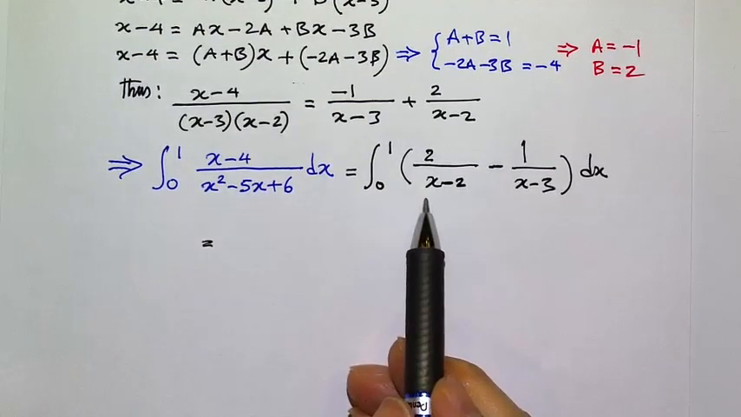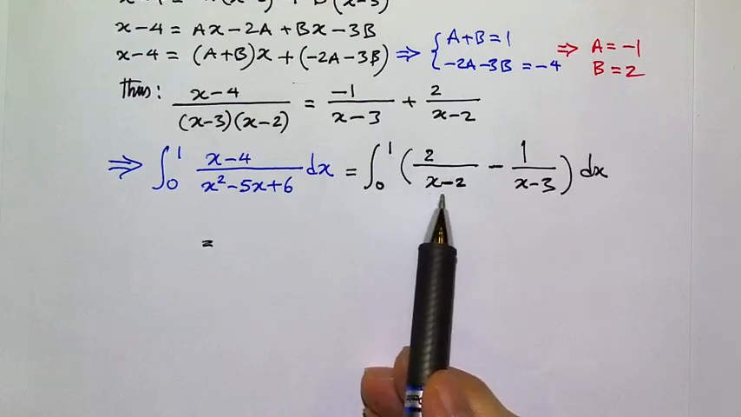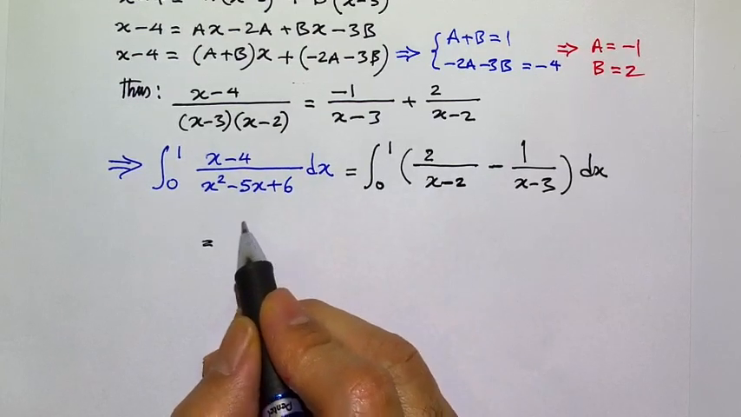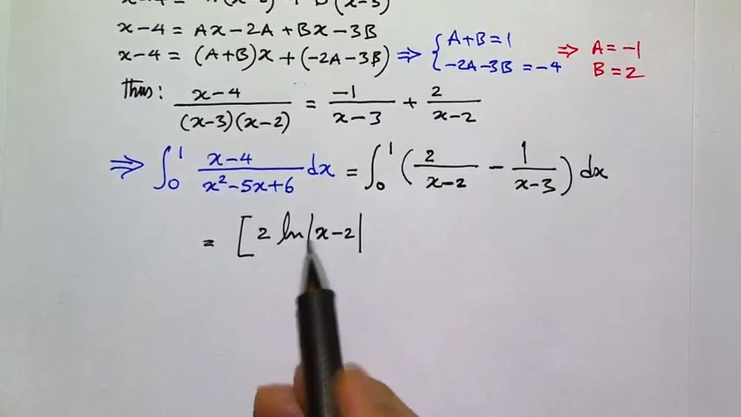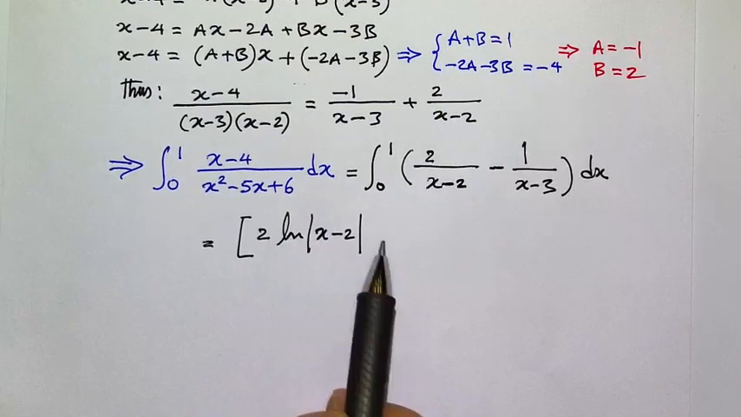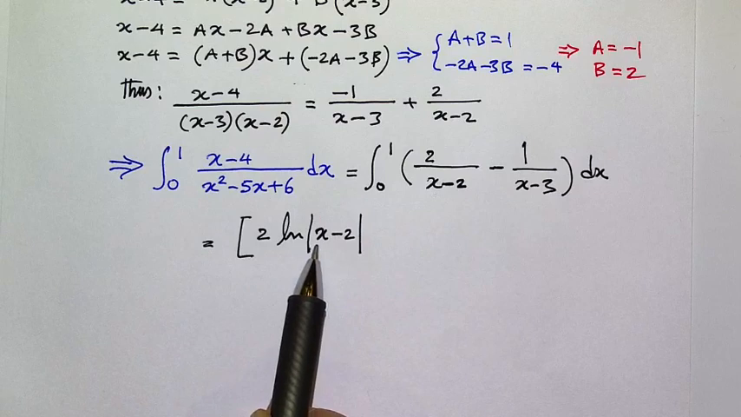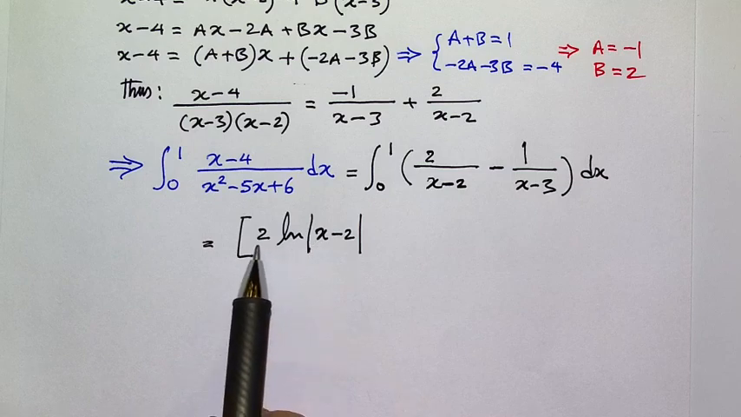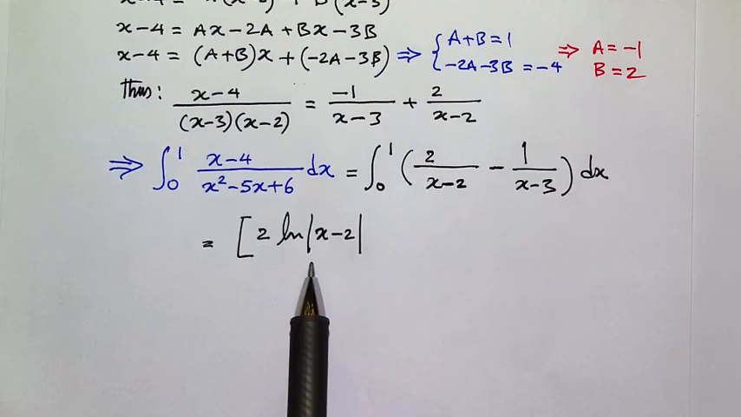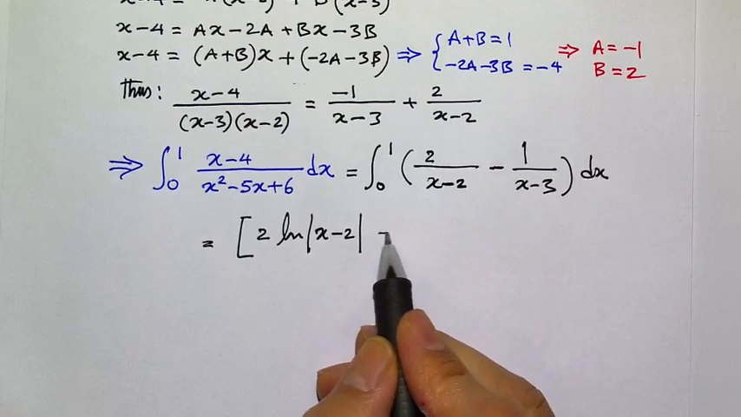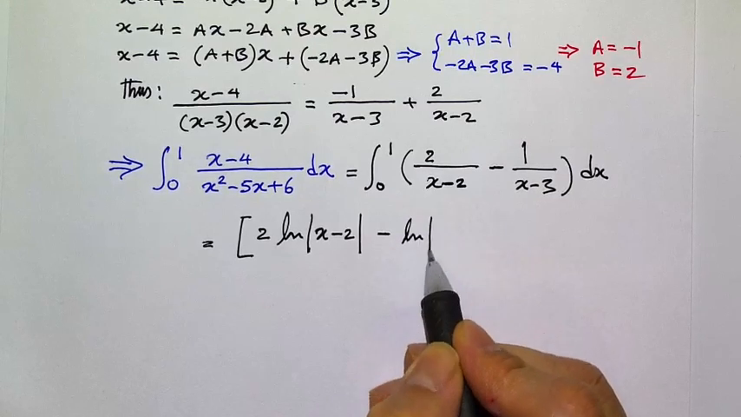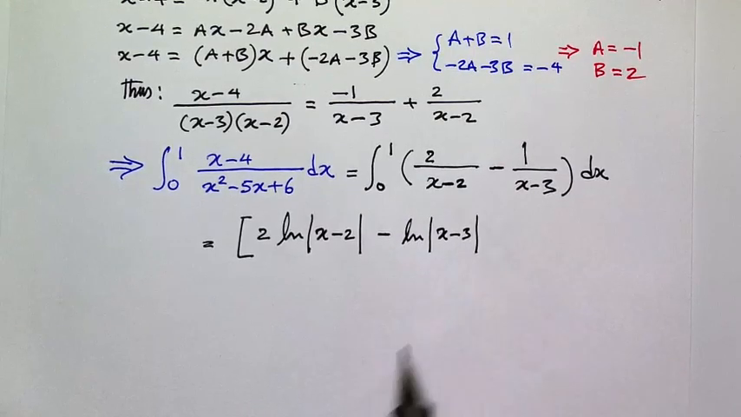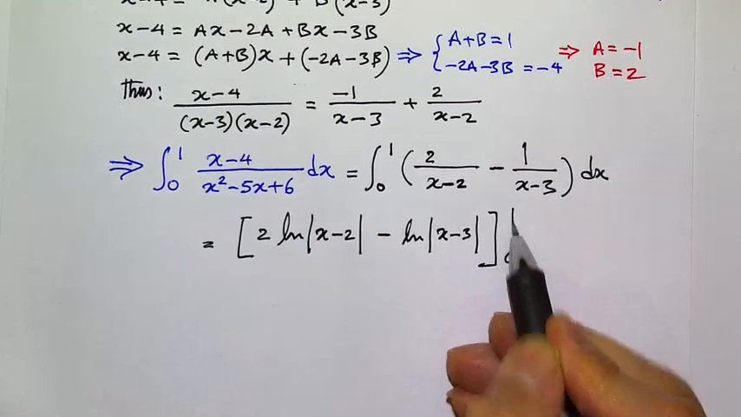So we can write 2 times natural log of x minus 2. So let me write that down here. 2 times natural log of x minus 2, right? And if you take the derivative of this, you get 1 over x minus 2 times the derivative of x, which is 1. So it would be neutral, and then times 2, it will give you 2 over x minus 2. And then for this one, we'd have minus natural log of absolute value of x minus 3, like that. And then, of course, this is evaluated from 0 to 1.